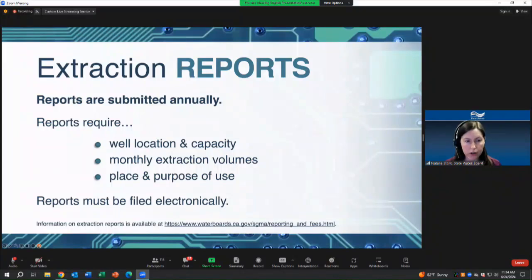Here's a bit more on extraction reports. Reports must be submitted annually. Reports must include where the well is located, how much it can pump, how much is actually pumped on a monthly basis, where the water is used, and what it's used for. Reports must be filed online.